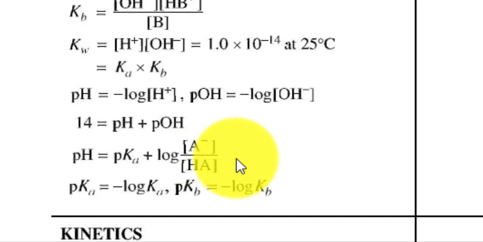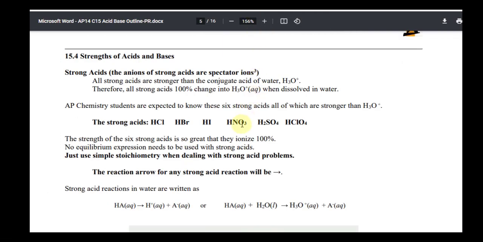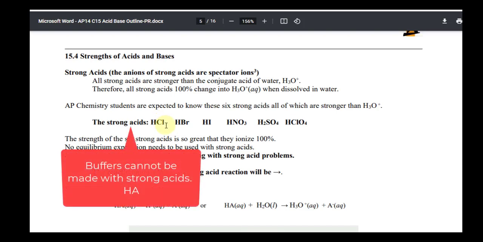The less likely it's going to change because these concentrations won't be changed much if you add an acid or a base to it. Now, the other thing that you should know about buffers is that you can't make a buffer from a strong acid because the conjugate base of a strong acid just doesn't act as a base. These acids are 100% ionized, and their anions can't be used to make a buffer.